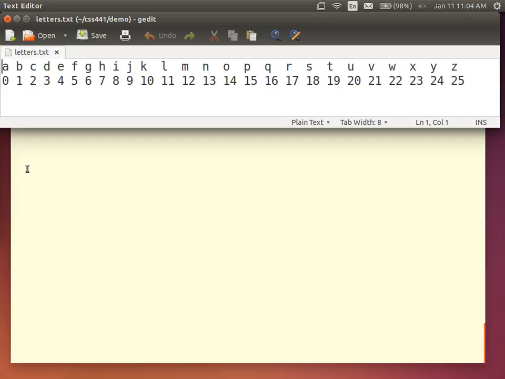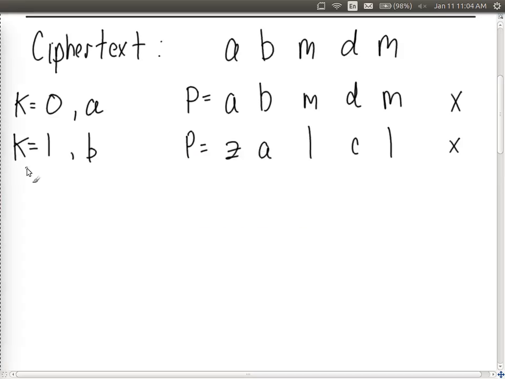But if we move 26 positions, then A becomes A, which is the same as moving 0 positions. If we move 52 positions to the right, it's the same as moving 0 or 26 positions. So in fact, there are only 26 possible variations that we can have. There are 26 possible keys, 0 to 25. So the attacker in this brute force attack, in the worst case, needs to try all possible keys. So one way we'd go through is we keep trying, and I'm not going to write them down.